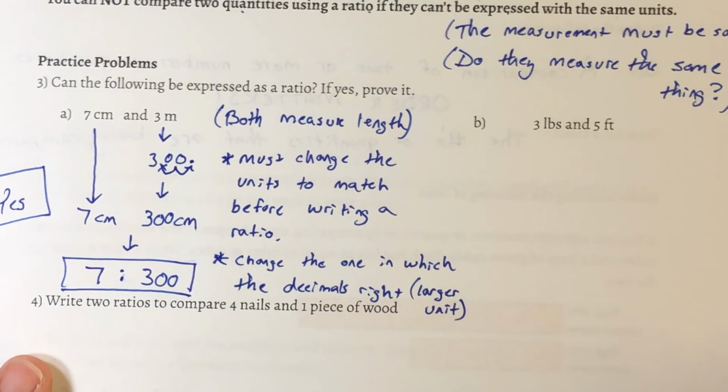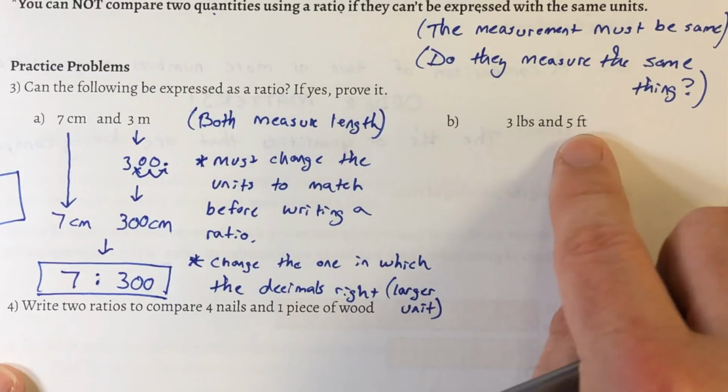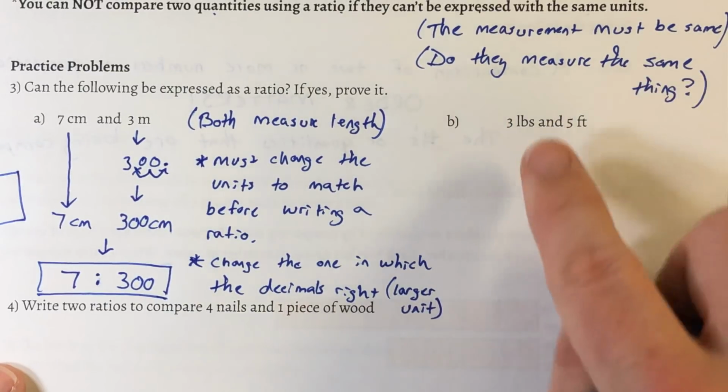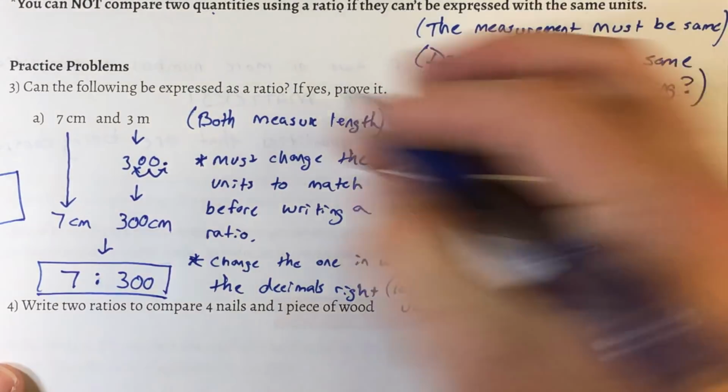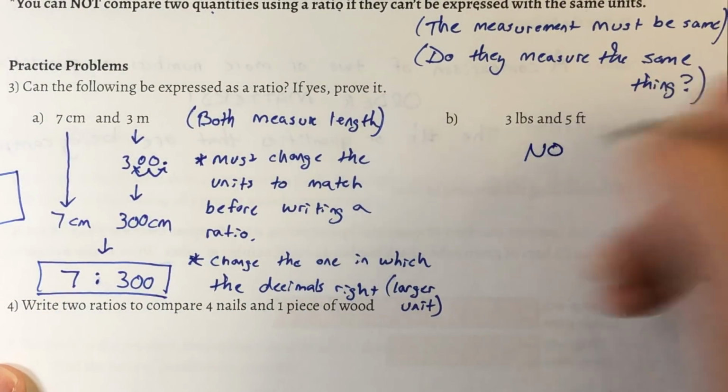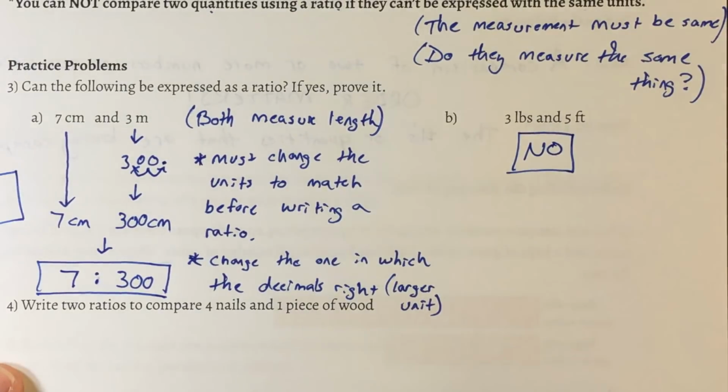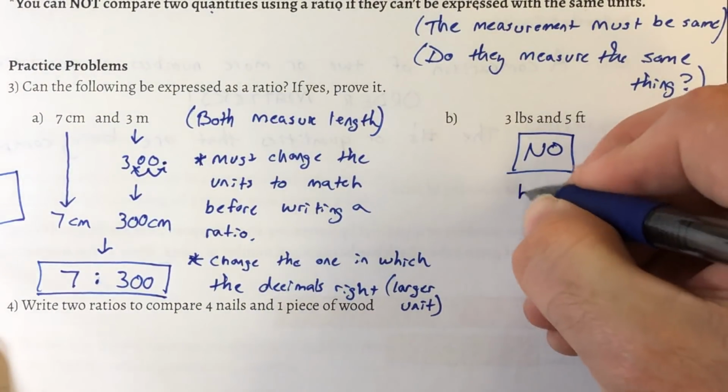All right, let's do the next one. 3 pounds and 5 feet. Do they measure the same thing? Absolutely not. This measures weight. This measures feet. Yeah, no. So, can they be expressed as a ratio? Absolutely not. We are going to briefly explain why.